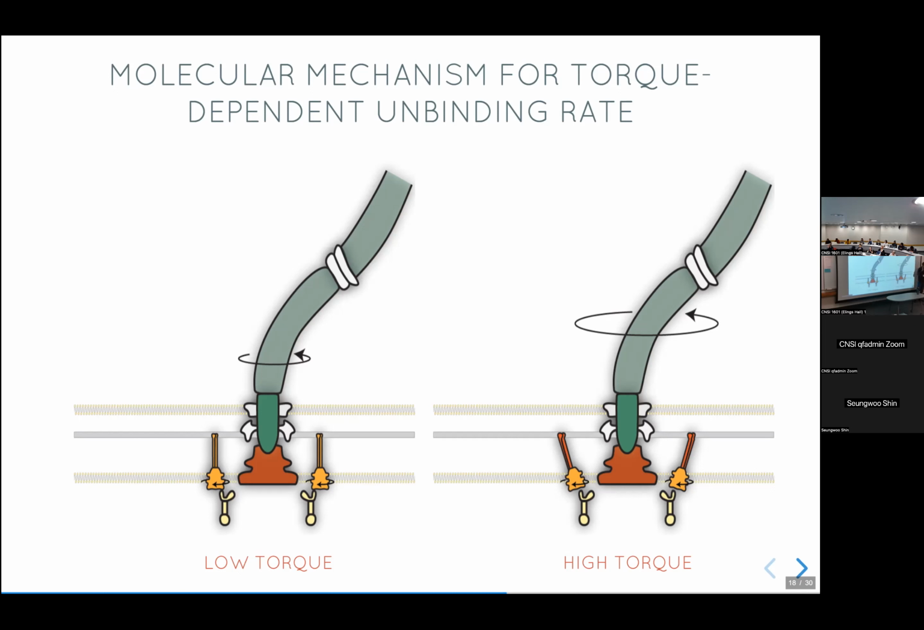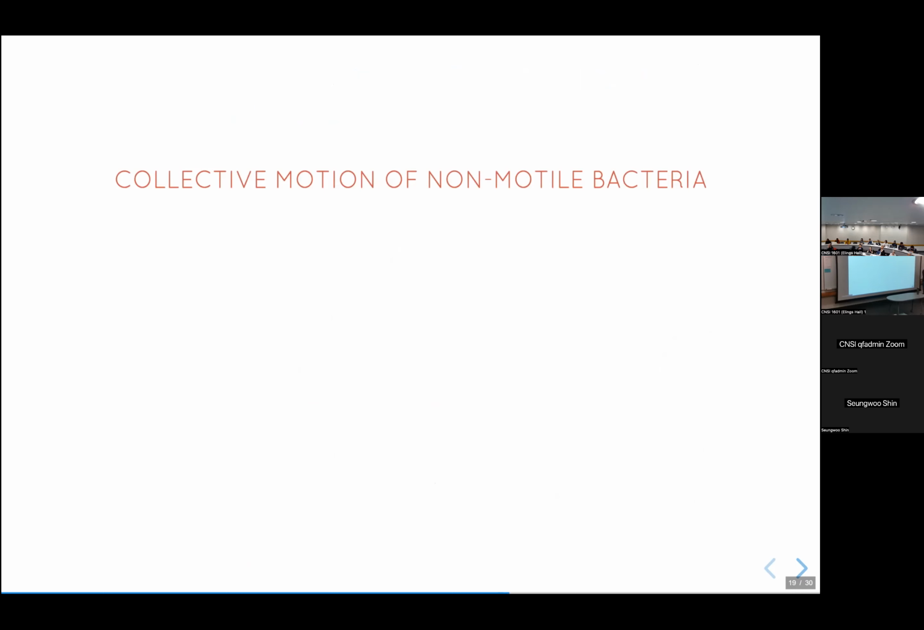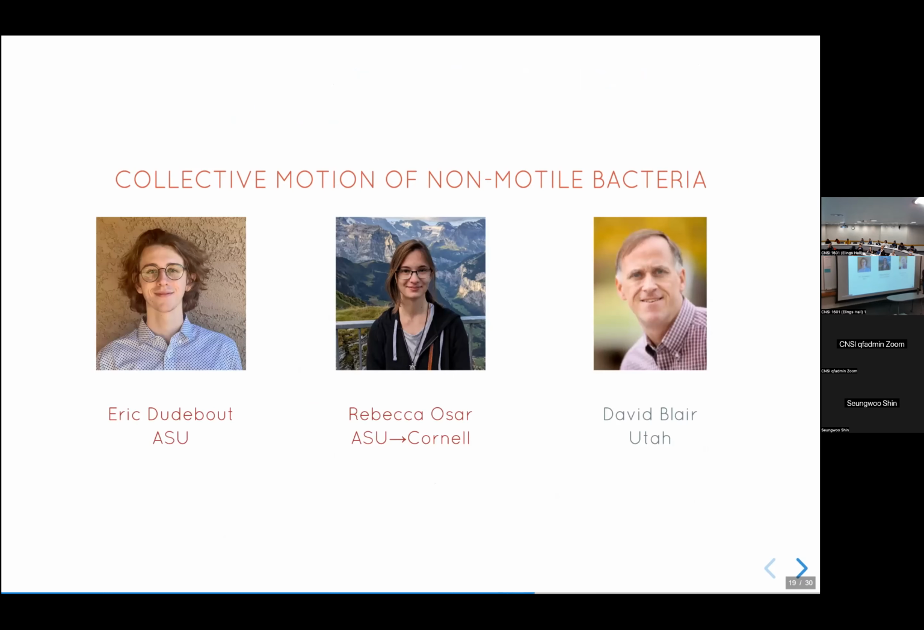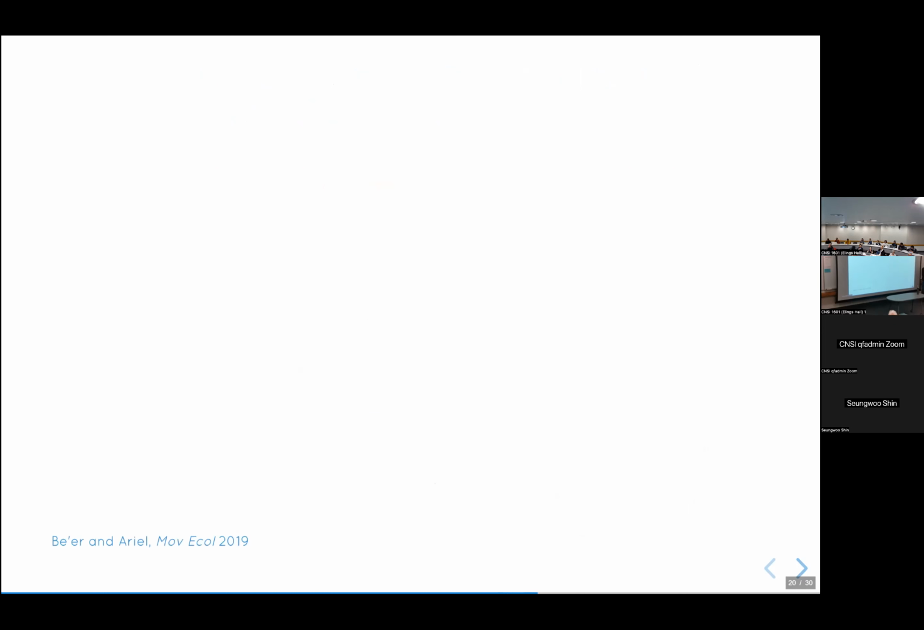Okay, I want to take just 5 minutes to talk about some new stuff from my lab, which is collective motion of non-motile bacteria. This is largely driven by Eric Dudebou, who's an undergrad in my lab, and it's a collaboration with David Blair at the University of Utah. Bacteria move in a variety of complex environments, and one of the very important ones is moving over surfaces, bacterial spreading over surfaces. And one of the classic mechanisms that has been very well studied, and we saw some examples this morning in Olivier's talk, is swarming.